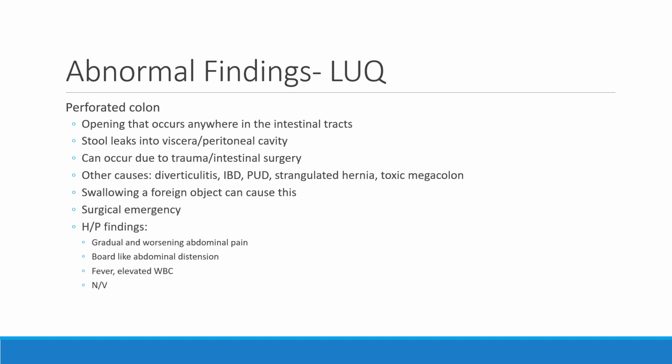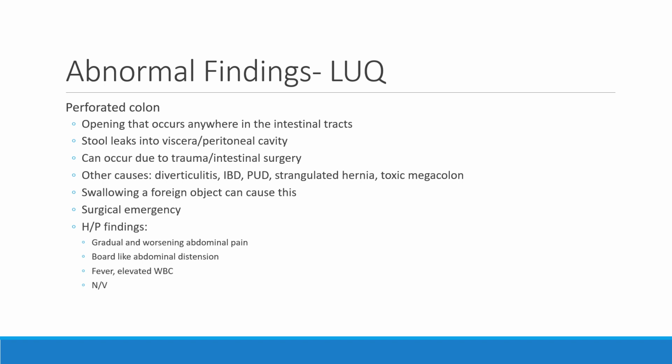Perforated colon. This is an opening that occurs anywhere in the intestinal tract where stool leaks into the viscera or peritoneal cavity. This can occur due to trauma or intestinal injury. Other causes include diverticulitis, inflammatory bowel disease, peptic ulcer disease, strangulated hernia, and toxic megacolon. Swallowing a foreign object can cause this, especially with children. This too is a surgical emergency.